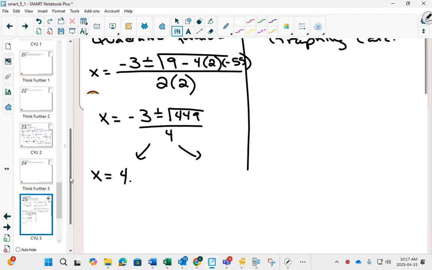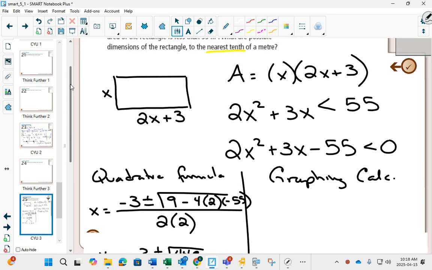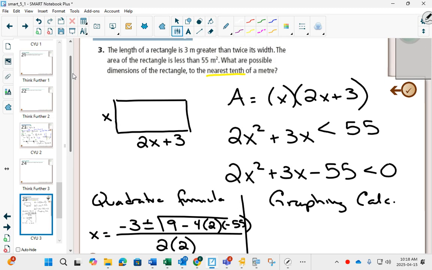So if we add, to the nearest tenth would be 4.5, and if we subtract, negative 6.0. So those are our two answers from our quadratic formula. Now, first of all, look at your picture. One of those answers is somewhat problematic. Why is the minus 6 a problem?